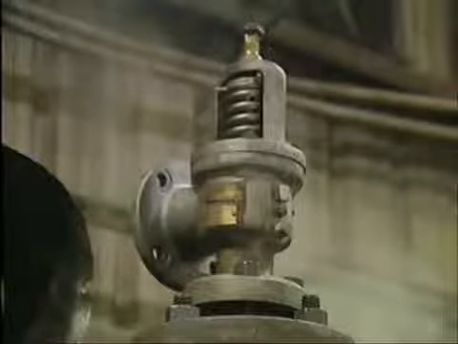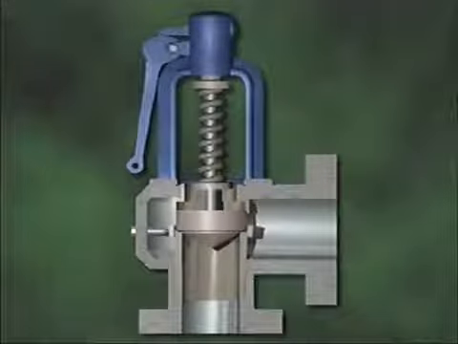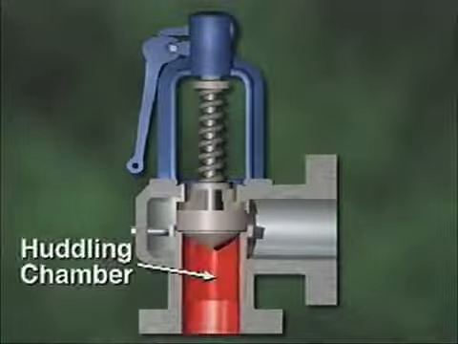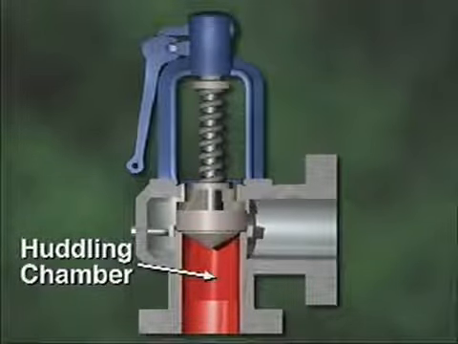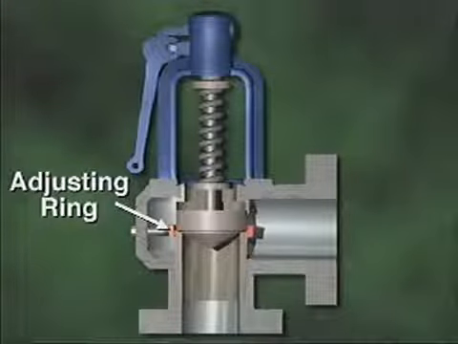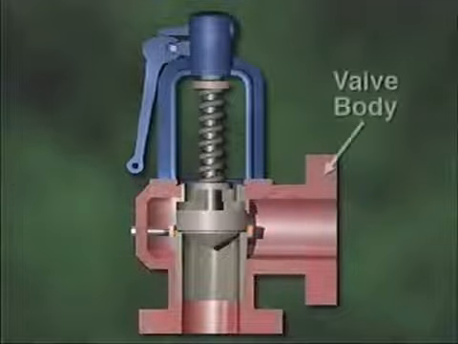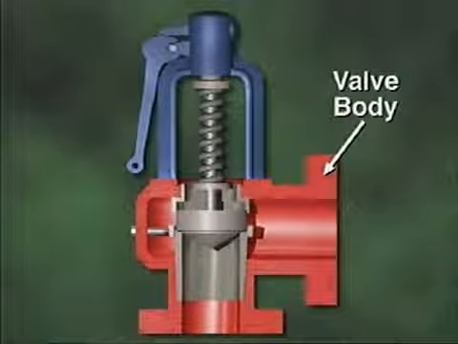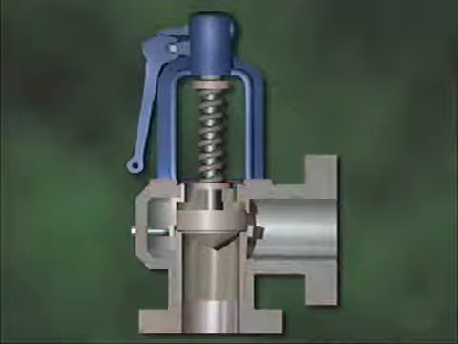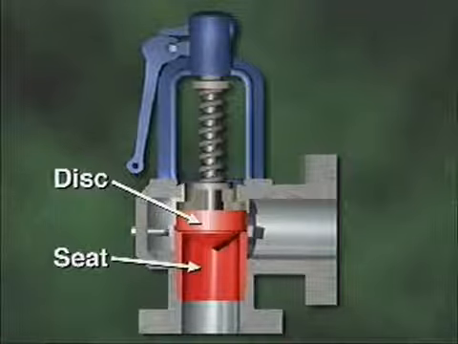In this part, we'll look at a huddling chamber safety valve. This type of safety valve is named for a small space called a huddling chamber that's located just below the valve's disc. The valve has an adjusting ring that's used to direct escaping steam either toward or away from the disc. The valve body directs the flow of pressurized fluid. The disc and seat seal the system closed under normal pressure.